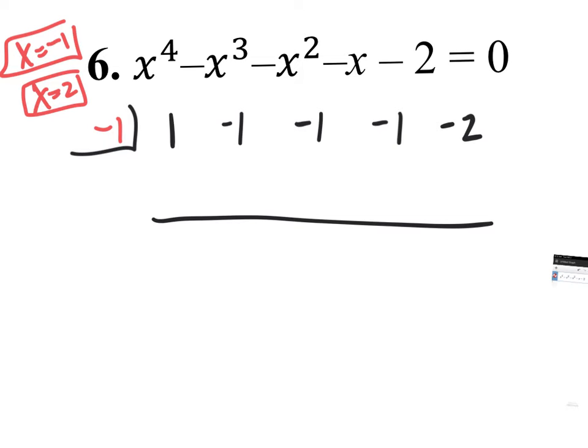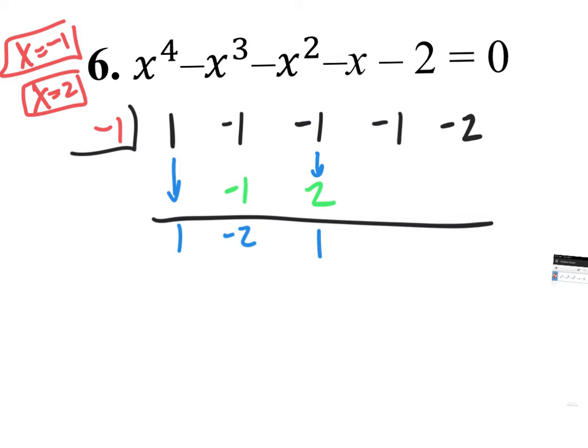As you bring down the 1, you combine 1 plus 0 is 1. As you go up, you multiply. Negative 1 times 1 is negative 1. As you come down, you combine. Negative 1 and negative 1 is negative 2. As you go up, you multiply. That becomes positive 2. As you go down, you combine negative 1 and 2. That gives us positive 1.